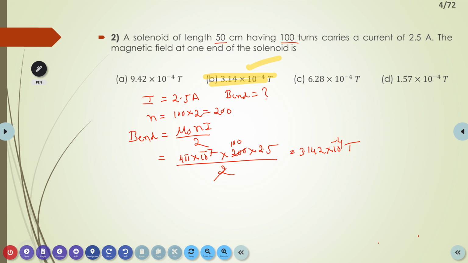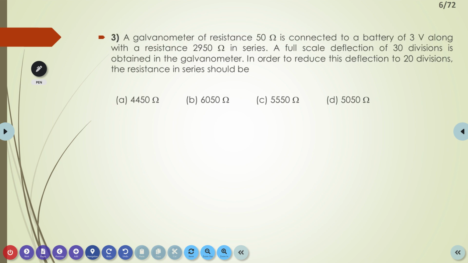Okay, fine. Next question. A galvanometer of resistance 50 ohm. What are the given parameters? G equal to what? 50 ohm. And the battery voltage is what? V equal to 3 volt. Then the initial resistance R equal to how much? 2950 ohm. It is the resistance.